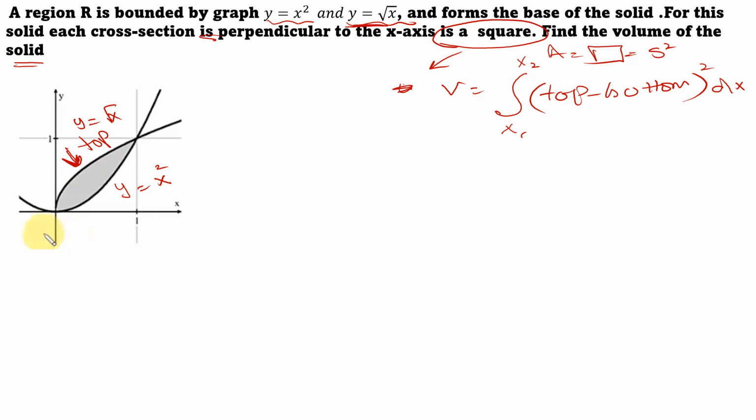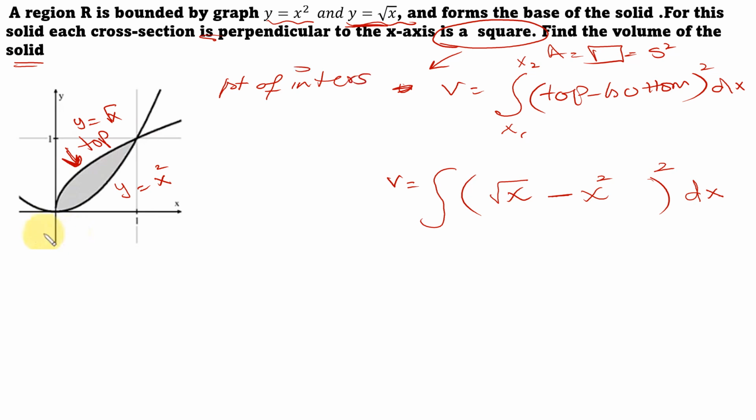Okay, so now in order to find the limits, let's write here. V equals top equation minus bottom equation. So top equation is square root x and bottom equation is x square, and whole square over here. And here we will write dx. Now we need the points of intersection. In order to find the point of intersection, we already have studied that y1 equals y2. It means the first equation of y, which is x square, equals the second equation of y.